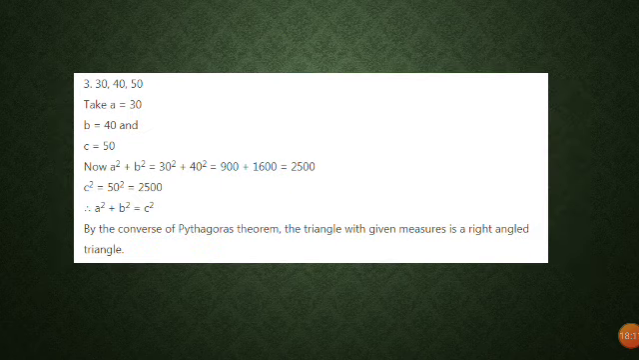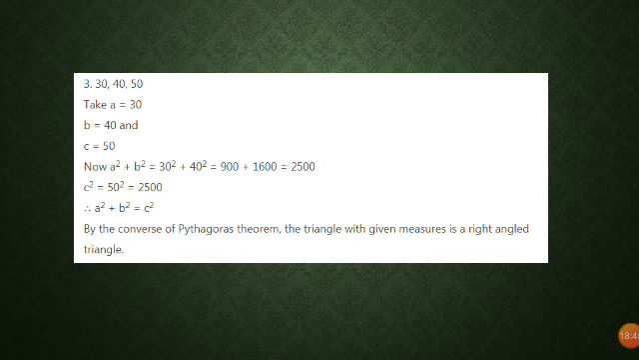30, 40, 50. A is equal to 30, B is equal to 40 and C is equal to 50. A square plus B square equal to 30 square plus 40 square. 30 square 900, 40 square 1600, equal to 2500. 50 square equal to 2500. Then A square plus B square equal to C square. It is a right angle triangle. Right angle triangle means Pythagoras theorem, that is, left hand side and right hand side are equal.